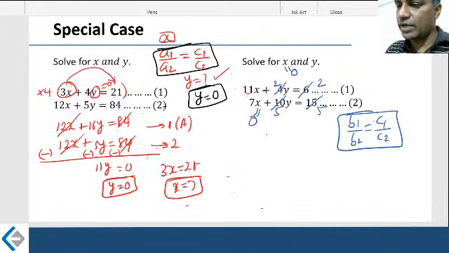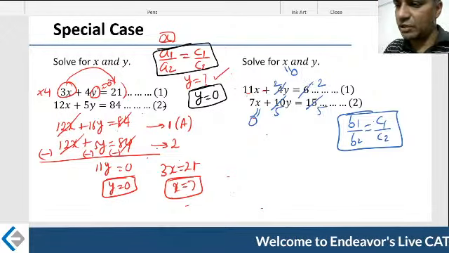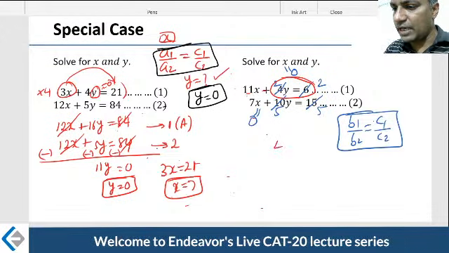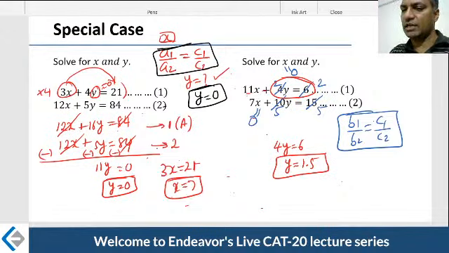The moment X is 0, take one of the equations and get the value of Y. So you are trying to say that 4Y is equal to 6. Therefore Y is nothing but 1.5. Y is nothing but 1.5 and X is nothing but 0. Yeah, keep these kind of cases in mind.